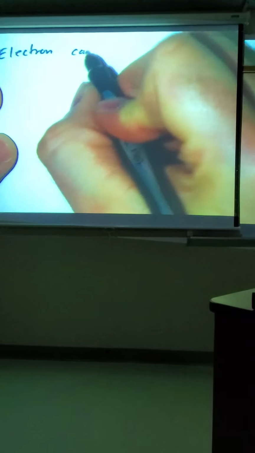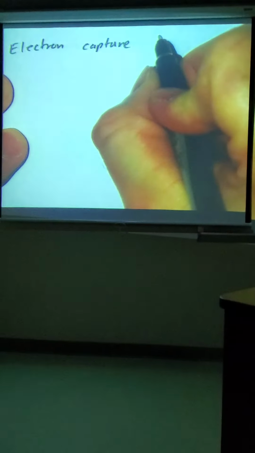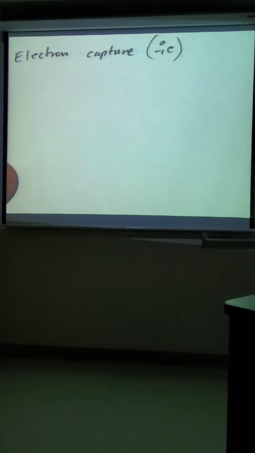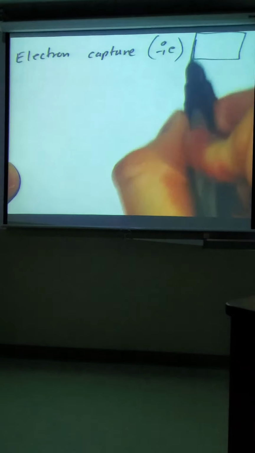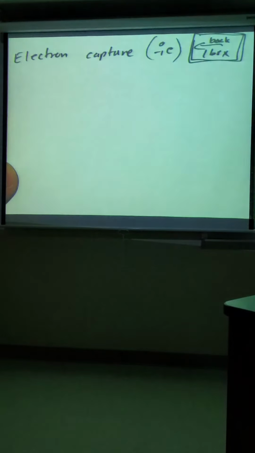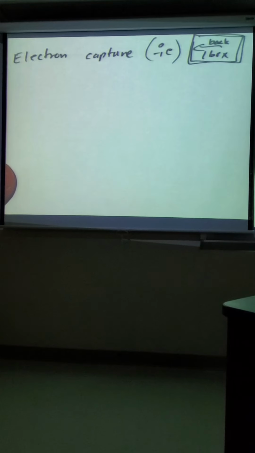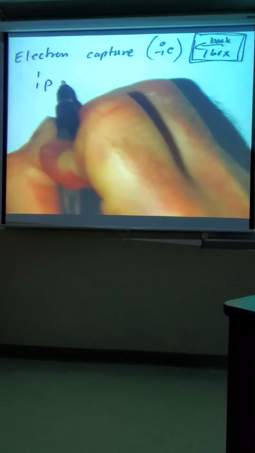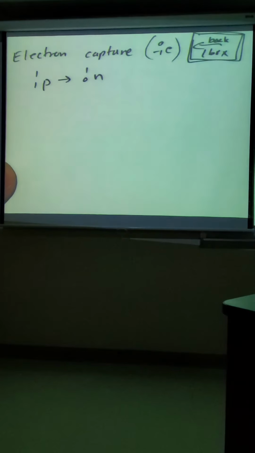So the next one is really accomplishing the same idea. It's electron capture. So electron capture is when a 0, -1e is brought in instead of kicked out. This too is a way to go back one box, just like positron emission. So what happens here is a proton still becomes a neutron, just in a different way.